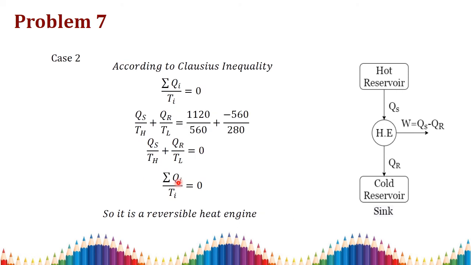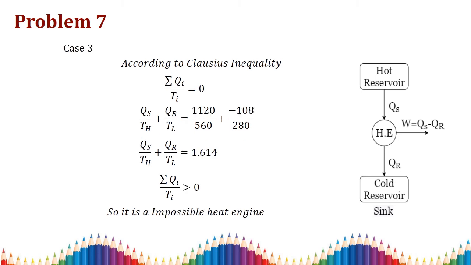And for case 2, again you substitute the same values. Here the heat supplied is not varied, it is 1120, but the heat rejected is varied as minus 560 kilojoule. Then your value will be equal to 0. When you solve this, you will get 0. So if the cyclic integral of dq by T is 0, then it is said to be a reversible heat engine for case 2.